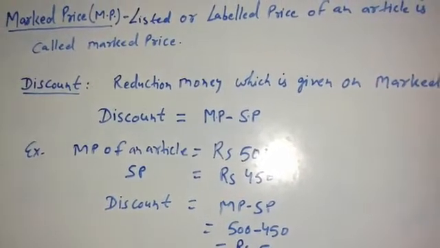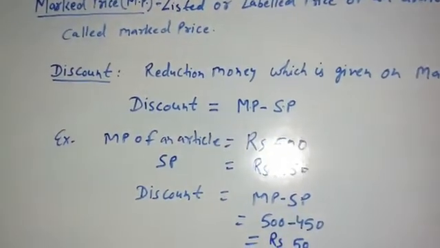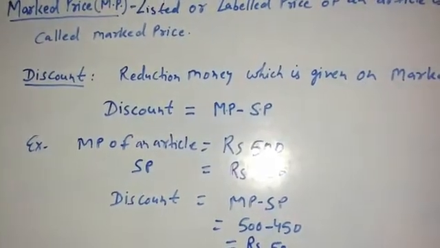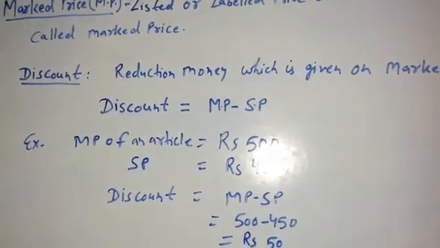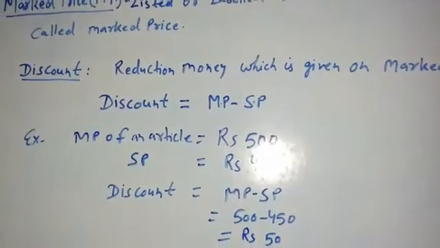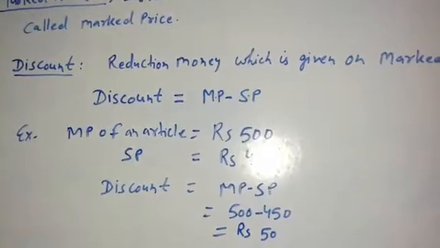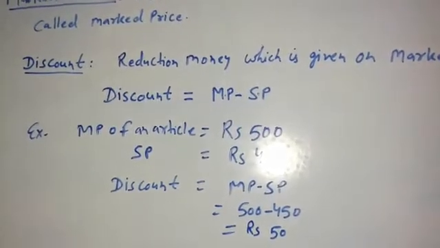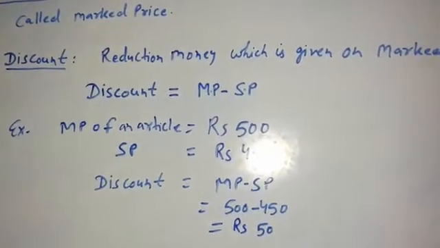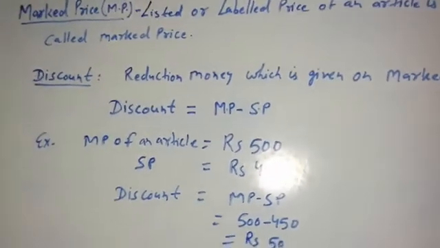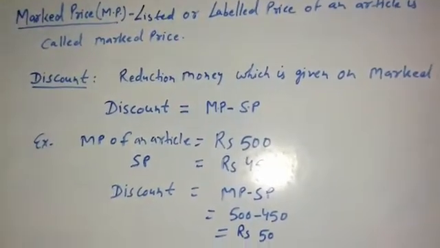Suppose the marked price of an article is rupees 500 and it is available for rupees 450. That is, SP is given as rupees 450. Then we can say that the discount is equal to MP minus SP. That means 500 minus 450, that means rupees 50 is the discount money. Understood? So this is called discount, the reduction in money which is given on the marked price.